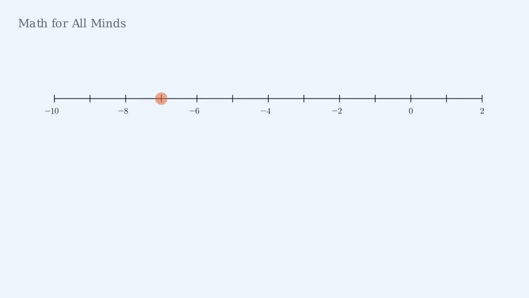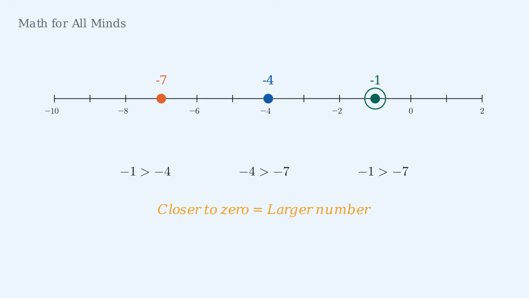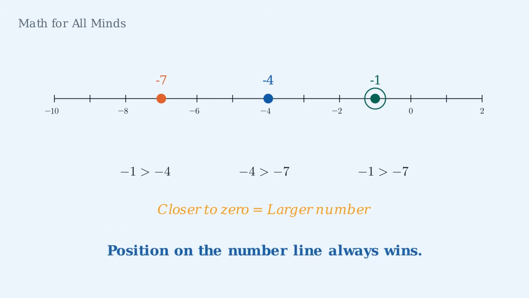Here's the part that trips people up. With negative numbers, the one closer to 0 is the larger number. -1 is greater than -4, even though 4 looks like the bigger digit. Position on the number line always wins.